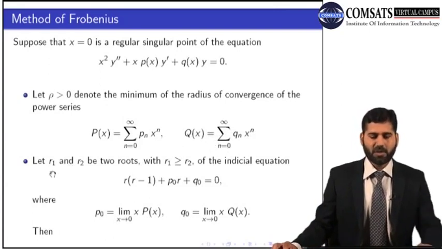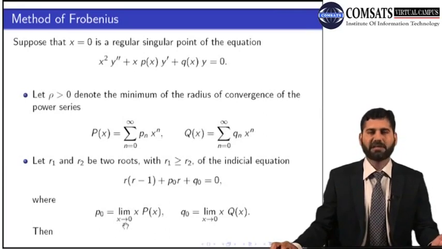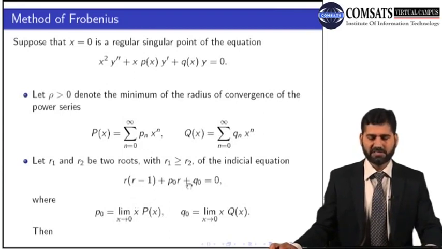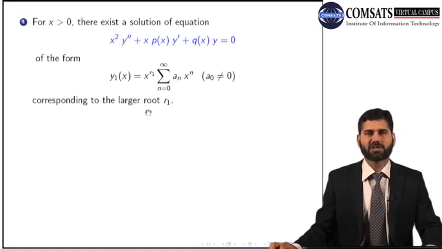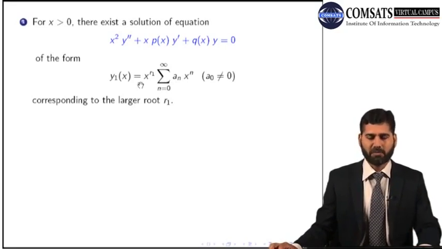If R1 and R2 are the two roots of the indicial equation, we know that the indicial equation is R times (R minus 1) plus P0 R plus Q0 equal to 0, where P0 and Q0 are the first terms here. P0 and Q0 basically come from the limiting values as x goes to 0. We assume that one root is bigger than the other, R1 is greater than or equal to R2. Then x to the power R1 multiplied with the series gives you one solution corresponding to the larger root R1. We call R1 the largest root, and the corresponding solution will be y1.